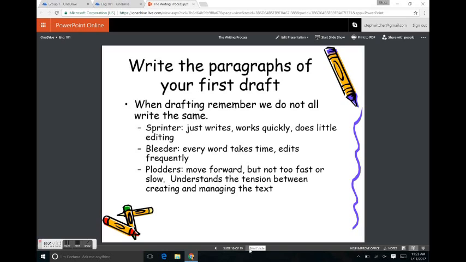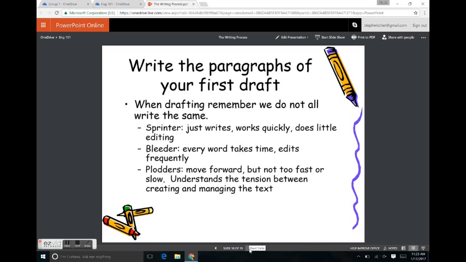On the completely opposite end of the spectrum is the bleeder. I have seen bleeders at work, and it's painful to watch them. They're called bleeders because every word costs drops of blood. Every word takes time. They edit very frequently. Sometimes they'll write whole paragraphs and delete the whole paragraph and start over again. If there's a misspelling, sometimes they won't just fix the spelling. They delete the entire word or even the entire sentence.